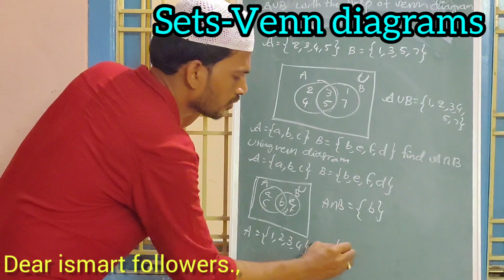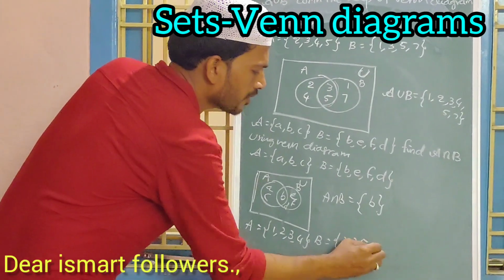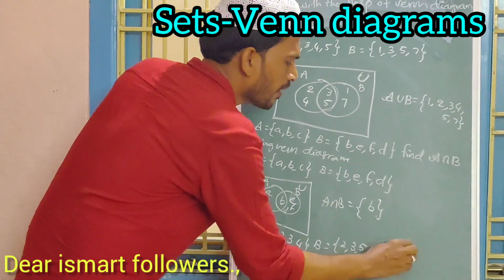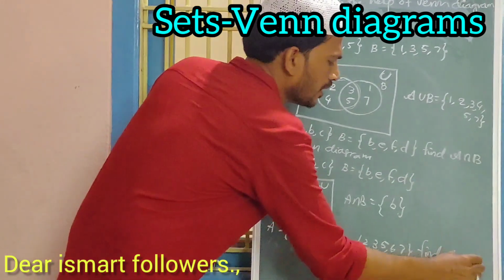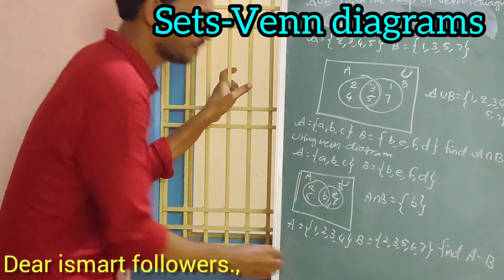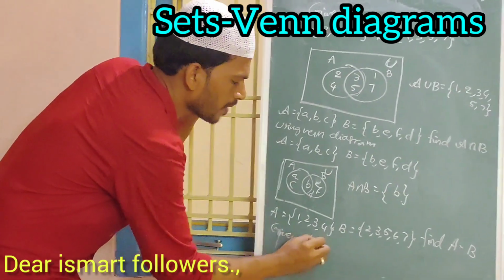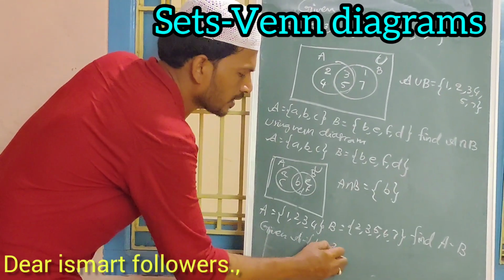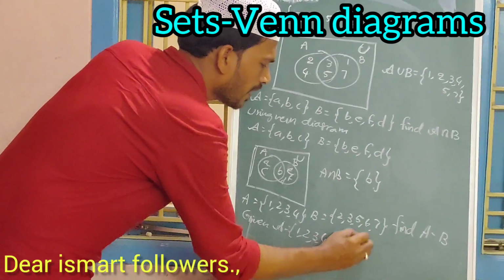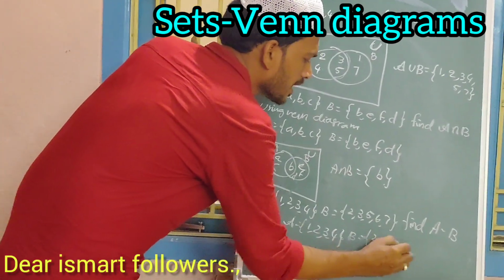Next, A is equal to 1, 2, 3, 4 and B is equal to 2, 3, 5, 6, 7. Find A minus B using a Venn diagram. Here given: what is the A value? 1, 2, 3, 4. What is the B value? 2, 3, 5, 6, 7.